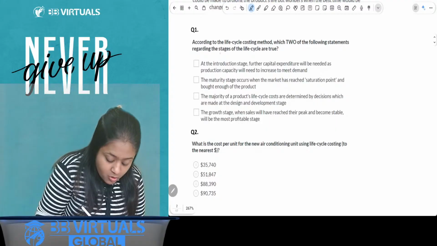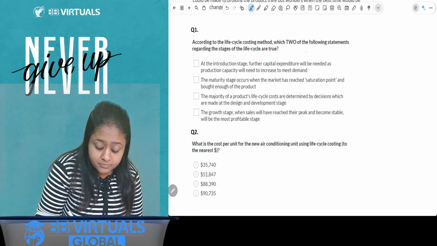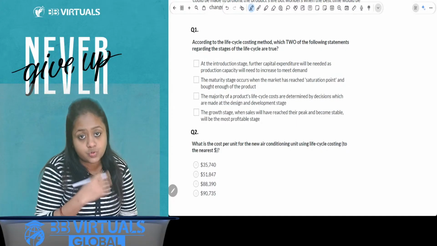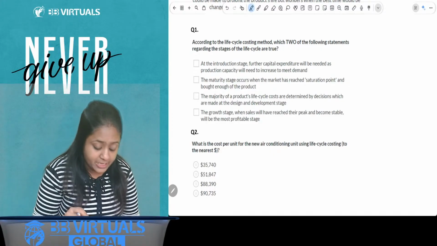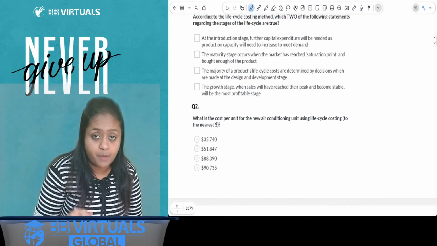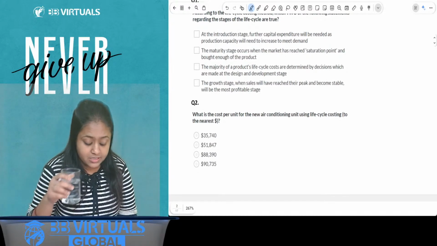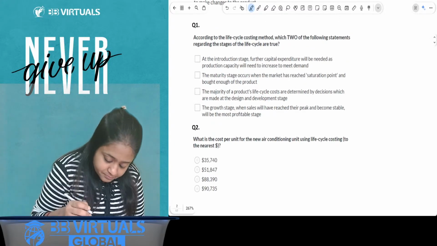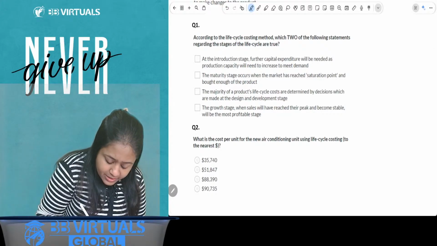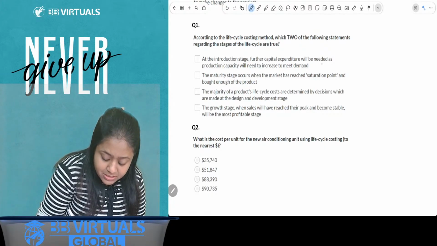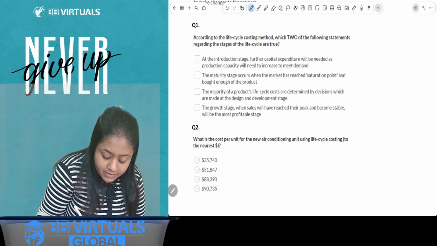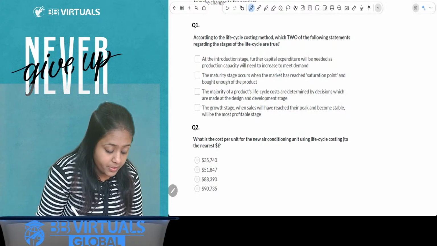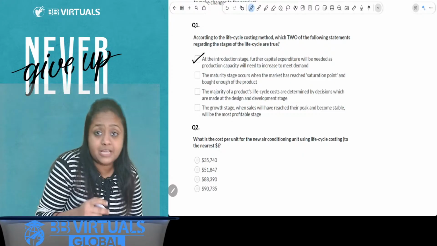Now, the first one, according to the life cycle costing method, which two of the following statements regarding the stages of the life cycle are true? Okay, which two are true as per the following statements about the stages of life cycle? Let's read it. At the introduction stage, further capital expenditure will be needed as production capacity will need to increase to meet the demand. So this we need at the introduction phase. Okay. Yes, we need more capital expenditure at introduction phase.